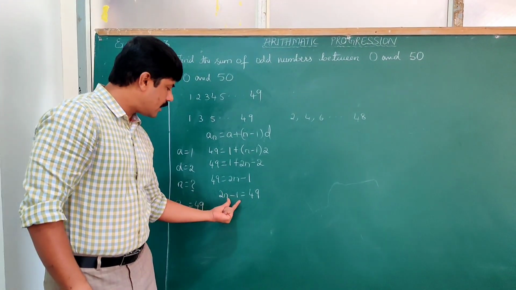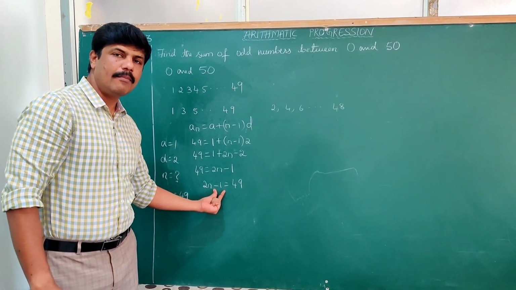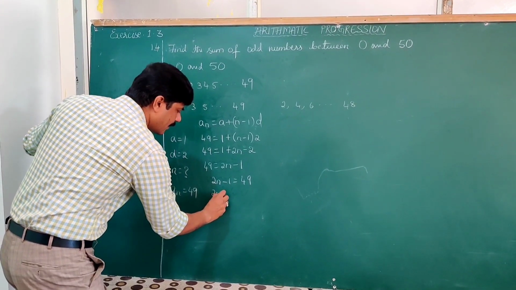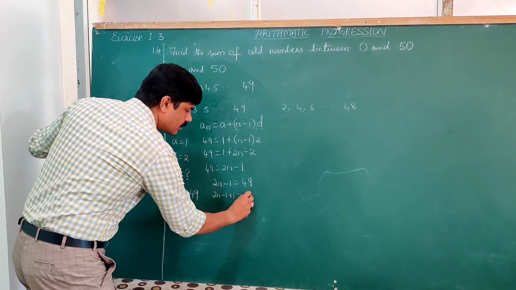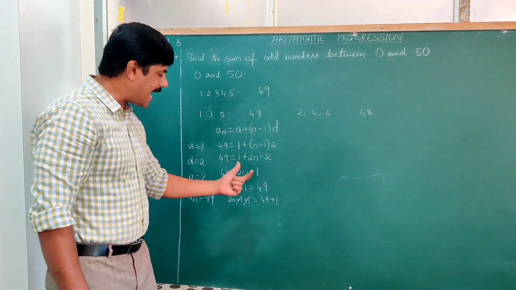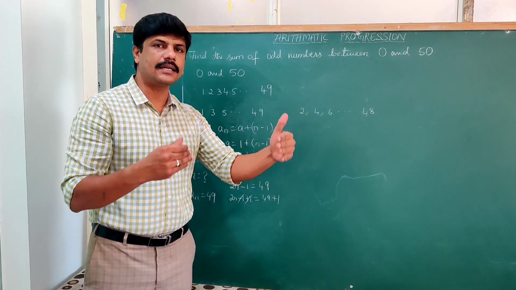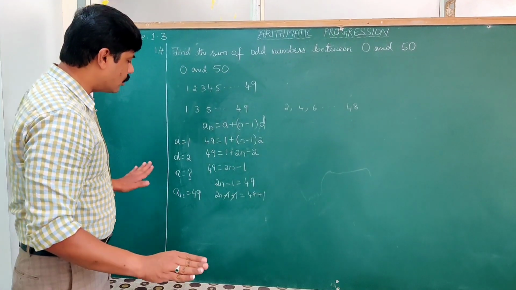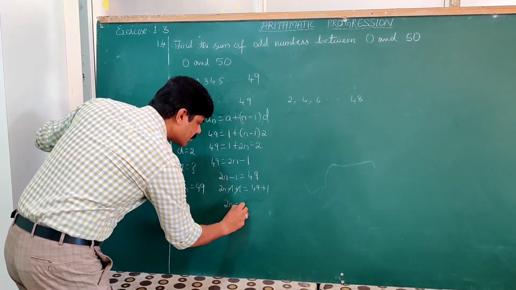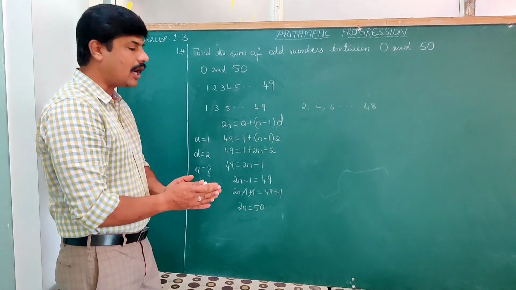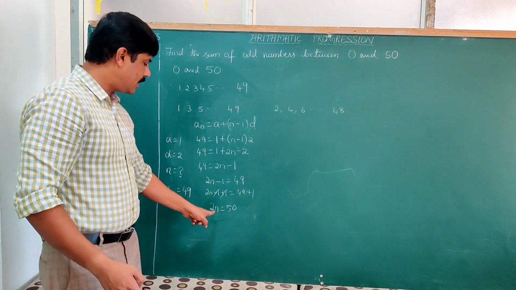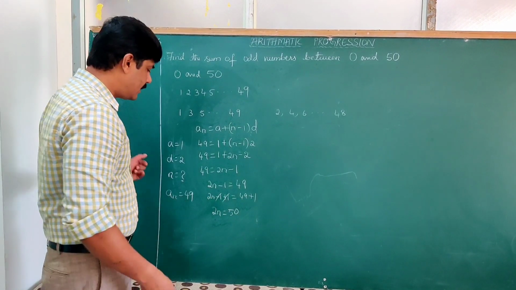Now, this minus 1 is to be eliminated by adding plus 1 on both sides. 2n minus 1 plus 1 is equal to 49 plus 1. So that minus 1 plus 1 got cancelled out. By adding the same number on both sides, RHS and LHS, you are not changing any value. It is for our convenience we are doing this. Now we get 2n is equal to 50. We got 2n is equal to 50, but we need to find the value of n. How do you find the value of n? By dividing both sides by 2.